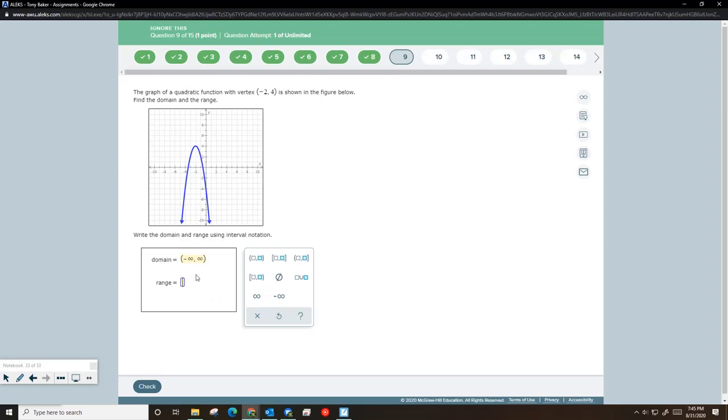My range, however, has an endpoint. In this problem, it's starting off at -infinity. That's a parenthesis because infinities are never brackets. And it's going all the way up to the vertex, which in this case is 4, and that would be a bracket next to that one. So my range is from -infinity all the way up to 4. If it was going the other direction, with my vertex going up, it would have been 4 to infinity. That would have been the only change. The domain actually doesn't change in this case. The domain is always -infinity to positive infinity.